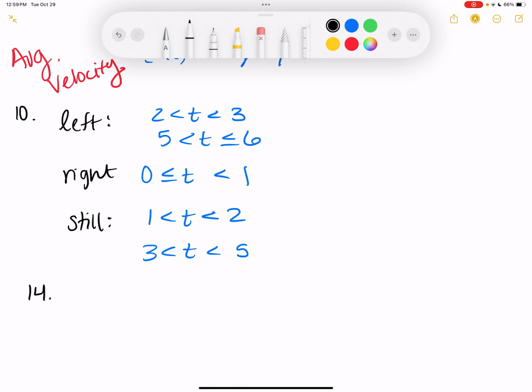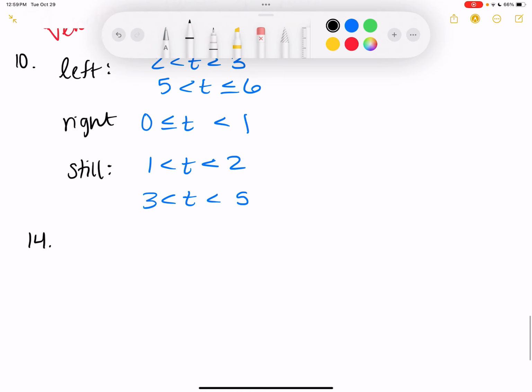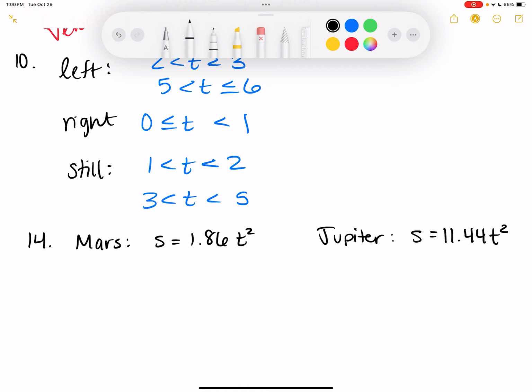Word problem. Free fall. The equation for free fall near the surfaces of Mars and Jupiter, s in meters, t in seconds, are, for Mars, s equals 1.86 t squared. For Jupiter, I'm going to write it to the side so I can write underneath it, s equals 11.44 t squared.